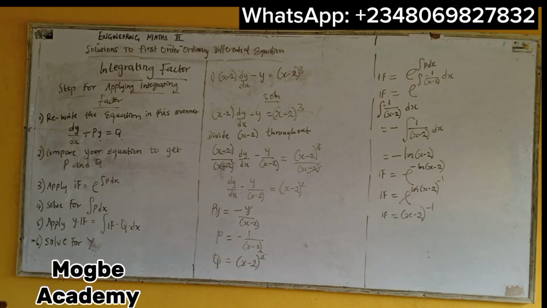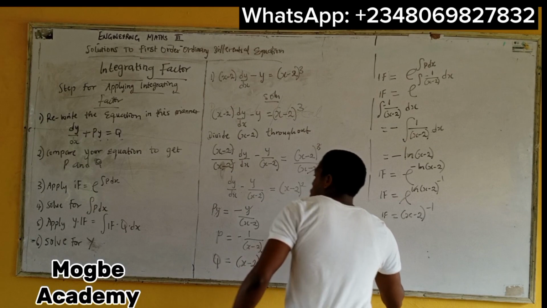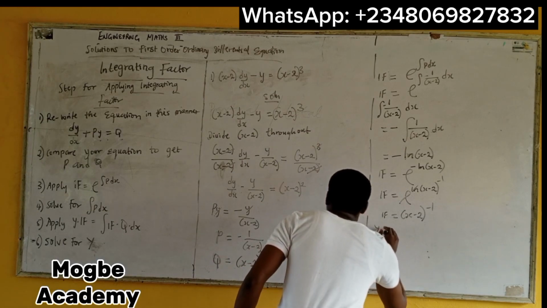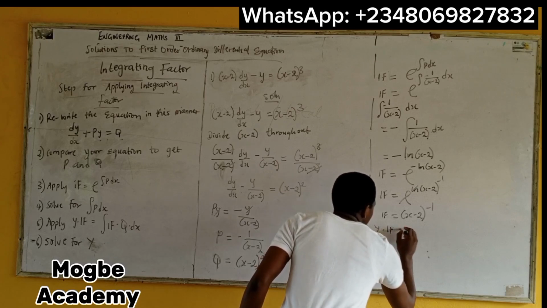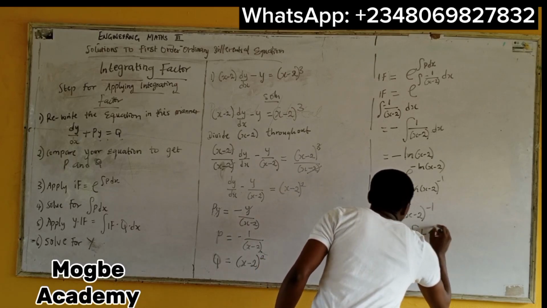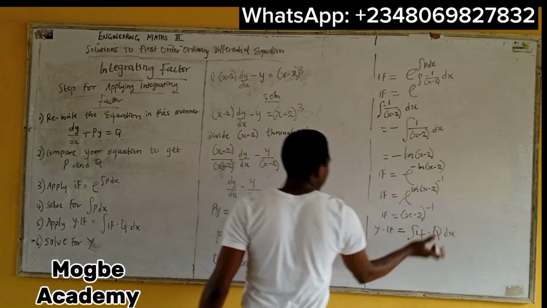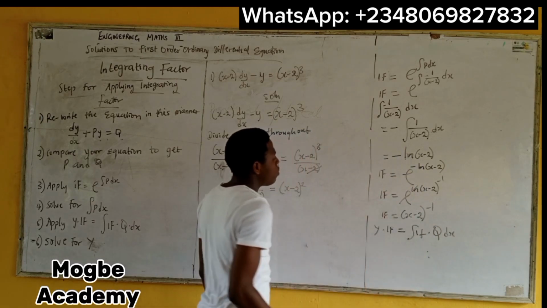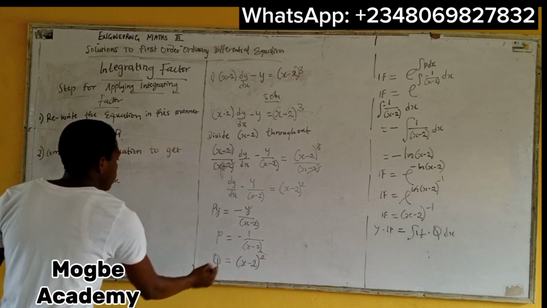What is the next thing? Apply this. Now, applying this into the equation, recall y times IF is equal to the integral of IF times q dx. We know IF already, so we are putting IF into that equation. We know q. This is our q.